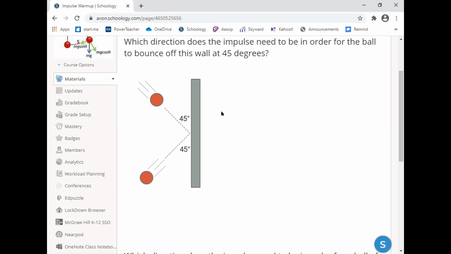If you get a problem like this on your homework, that's how I would do that, right? If you're just going from a positive x component to a negative x component, then your impulse is twice that component.